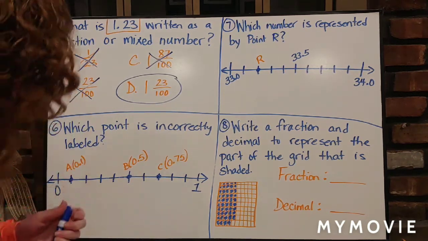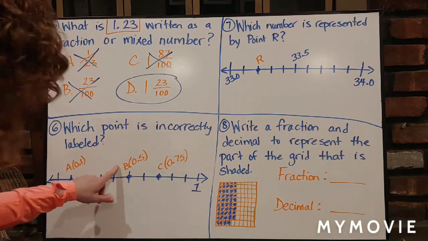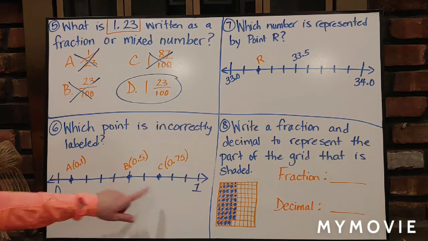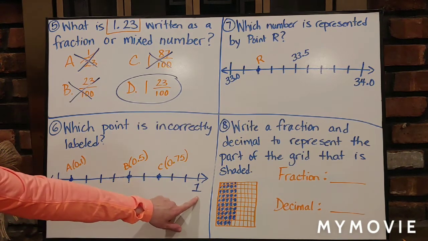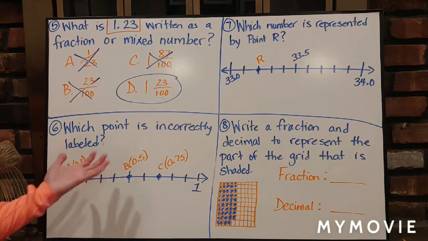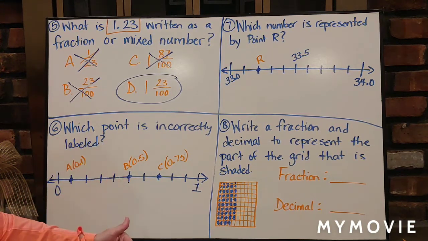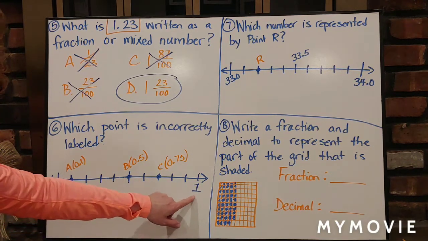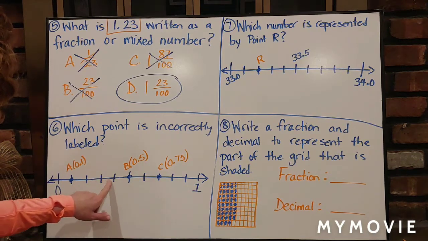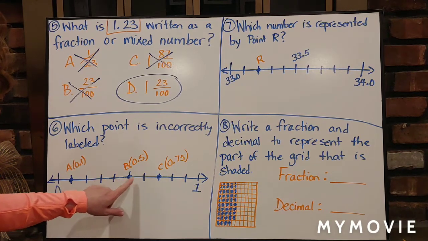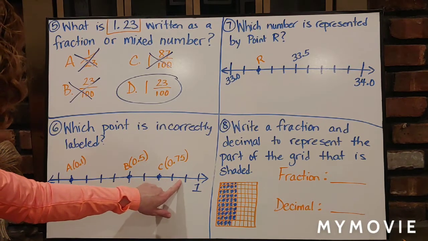All right, number 7. Oh, number 6, down here. Which point is incorrectly labeled? So let's look at our number line first. So this is a number line. It starts at 0. It ends at 1. So everything is going to be less than 1 on this number line. And now we're dealing with decimals. So we know we have tenths or we have hundredths. So in this case, it starts at 0. It ends at 1. And there's 10 equal parts. Right? There's 1, 2, 3, 4, 5, 6, 7, 8, 9, 10.